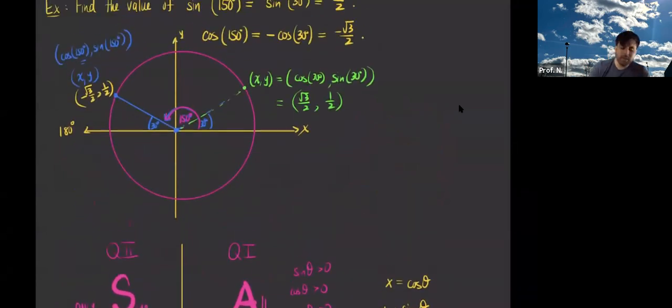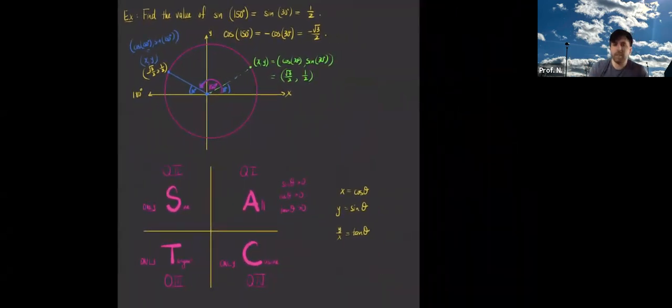So to figure out sine, cosine, tangent of other angles outside of the first quadrant, I need to first figure out what quadrant I'm in, figure out which of these trig ratios are positive or negative in that quadrant, and then I have to refer back to the reference angle. And that's how you find the rest of these angles.